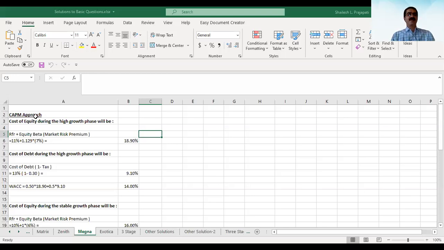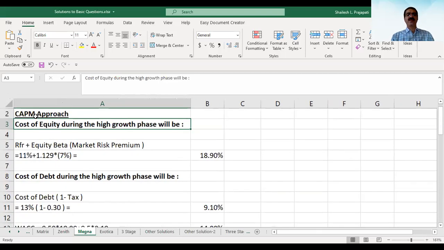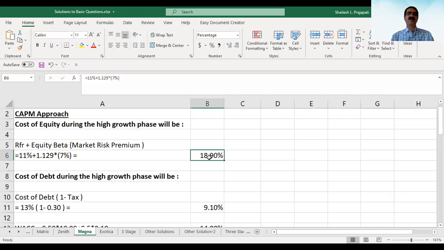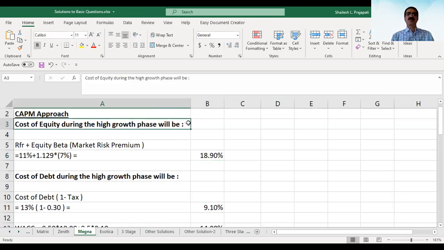So here we will use the CAPM approach. The cost of equity during the high growth phase will be the risk-free return, which is given in the question as 11%, and the equity beta, because in equity we will always use the RFR. So we will have a beta, and we will use the RM minus RF, that is the risk premium, which is given in the question as 7%. So 11% plus 1.129 beta into the risk premium is equal to 18.9%. This is the cost of equity in the high growth phase.